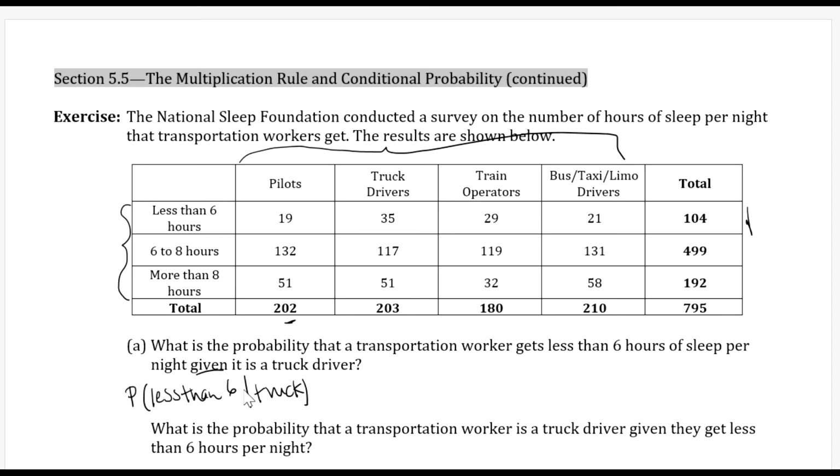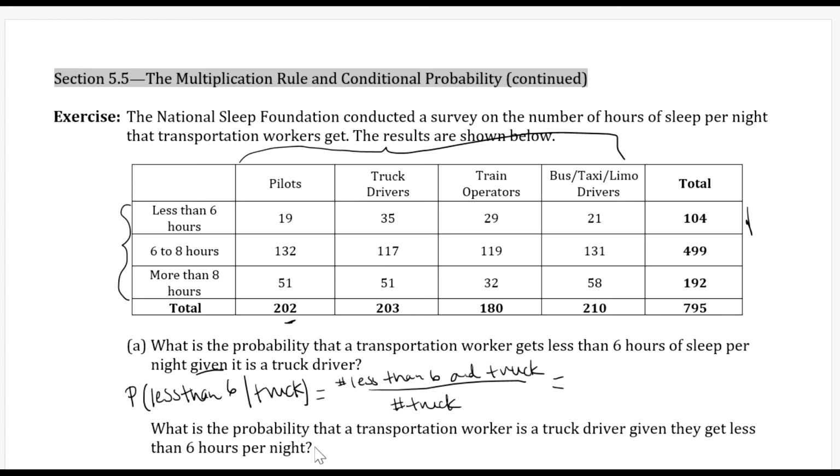So with that, you go through and find the number that are less than 6 hours and truck drivers, and we have this conditional probability here that says given it is a truck driver. So that means that the person that we are looking at has to be a truck driver. So this total that we're going to be looking at is going to be the number of truck drivers.